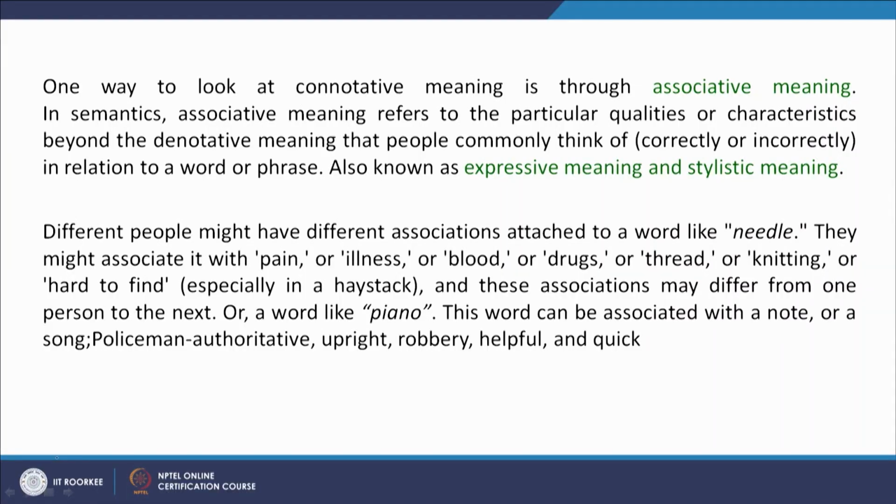And yes, this is human tendency to give connotative meaning to any message that has been received from the sender. Now, once we are talking about connotative meaning, there is also associative meaning, or expressive or stylistic meaning. In semantics, associative meaning refers to the particular qualities or characteristics beyond the denotative meaning that people commonly think of, correctly or incorrectly, in relation to a word or phrase.